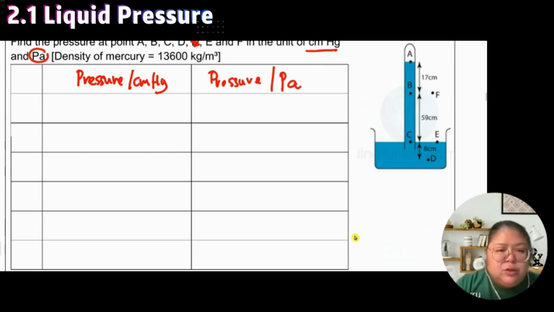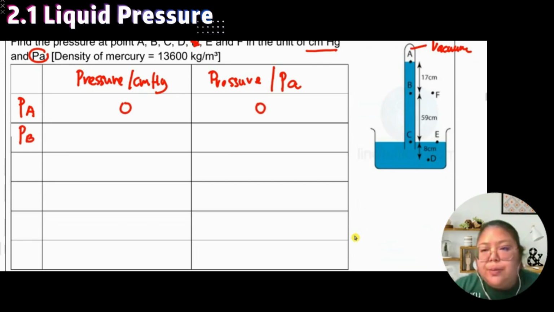We check. Okay, first one pressure A. Pressure A at the top. The question never mentioned, so we assume there's a vacuum. If vacuum, low pressure. How about pressure B? Pressure B is how many? I want unit cm mercury. How to write? B, look above. Everything look above. Don't look down. Aheng, what is the answer? Okay, Aheng not here. You give me the answer for cm mercury first. So you do the calculation for Pascal.